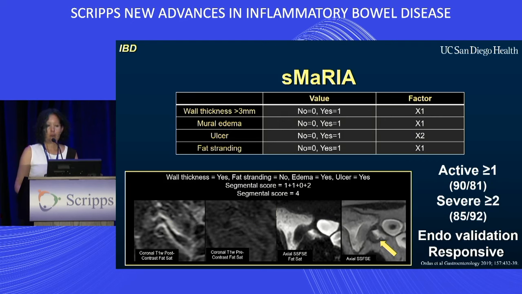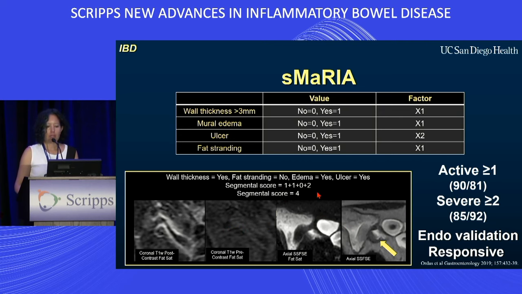And so people have now put out the S-Maria, the simplified Maria. There's a lot less math involved here, and there are no ROIs that you have to draw. Now here we're just looking at wall thickness, the presence or absence of edema, the presence or absence of an ulceration, and the presence or absence of fat stranding. Much simpler score.